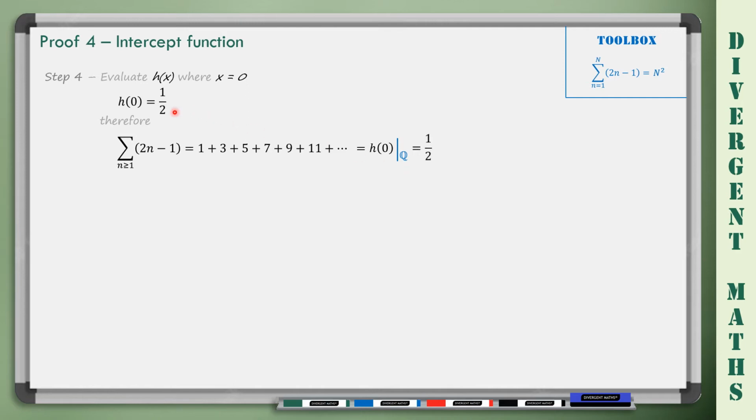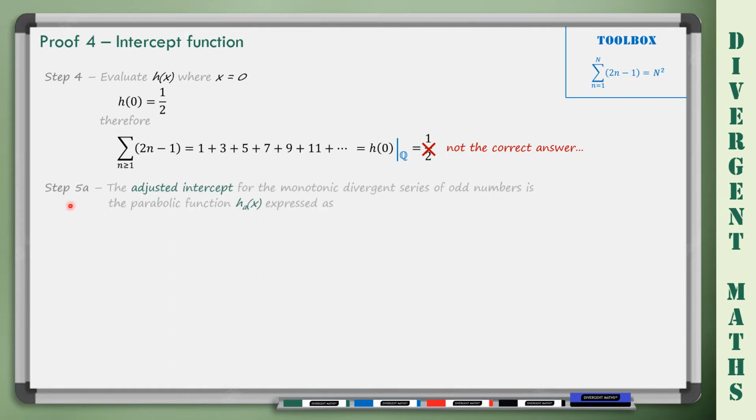Given that 1/2 is already a rational number, it's equal to 1/2. Is that the correct result? Nope, it's not the correct answer. So unfortunately, we have to carry on with step 5a, which is to use the adjusted intercept for the monotonic divergent series of odd numbers, which is a parabolic function h sub a of x expressed as h sub a of x equals x times x minus 1 plus 1/3. That's where the adjustment is.